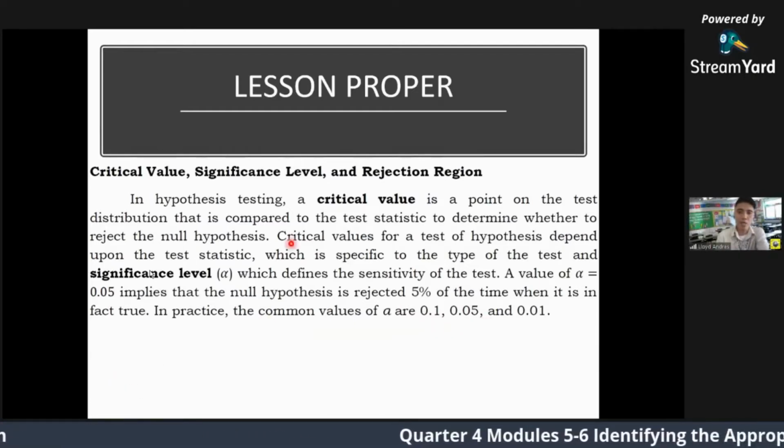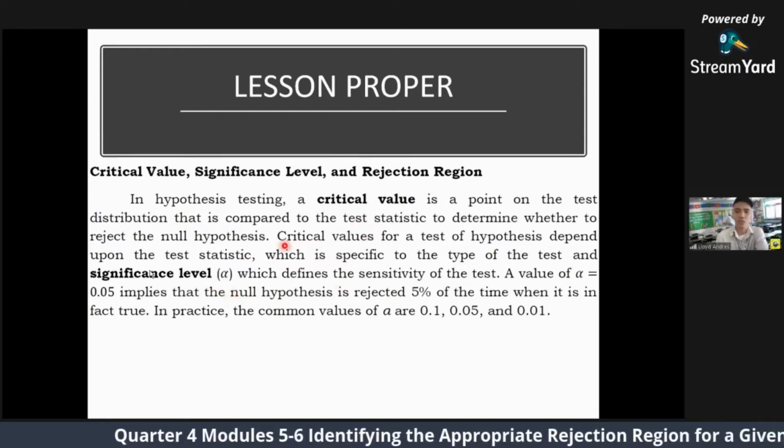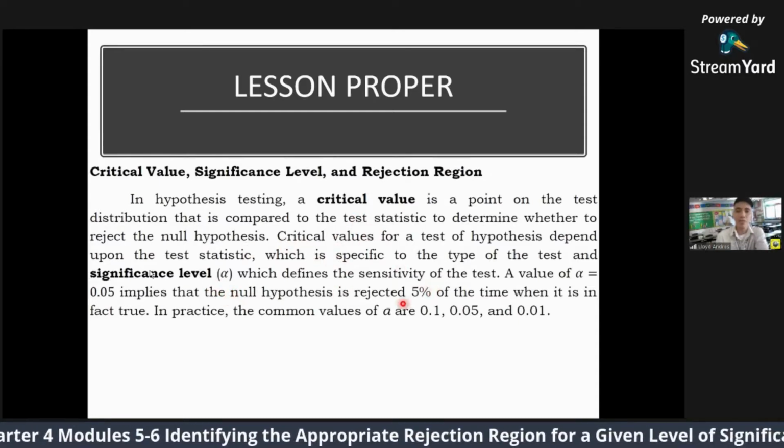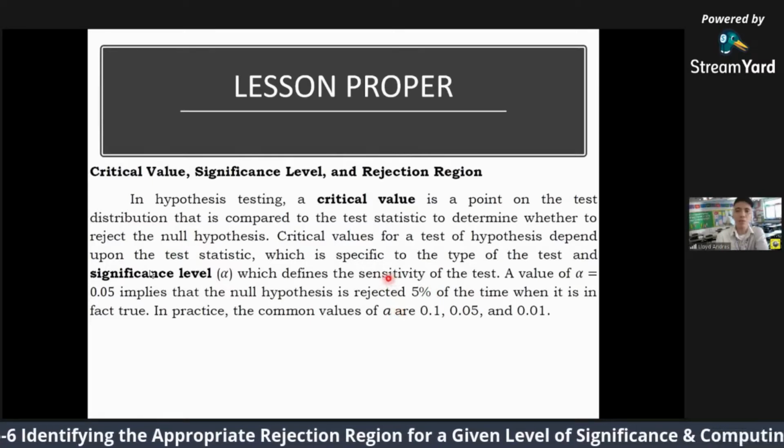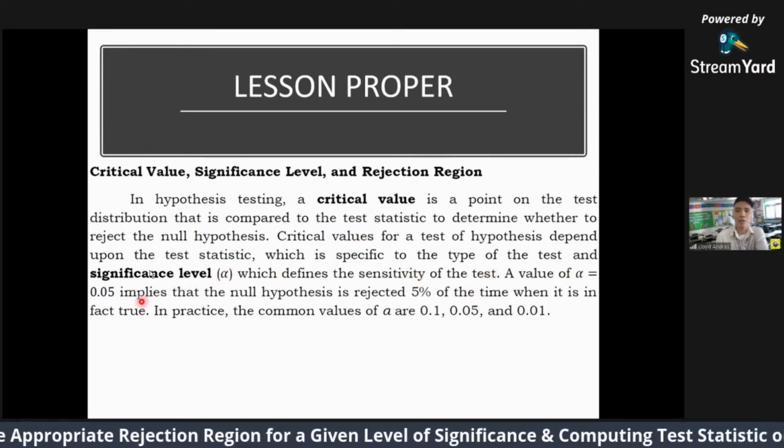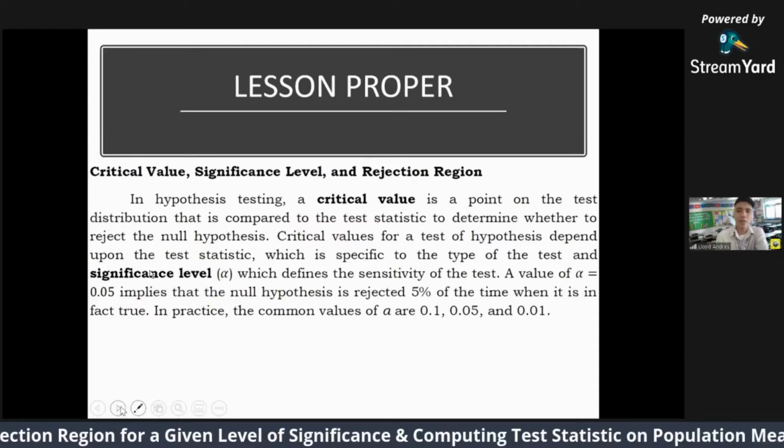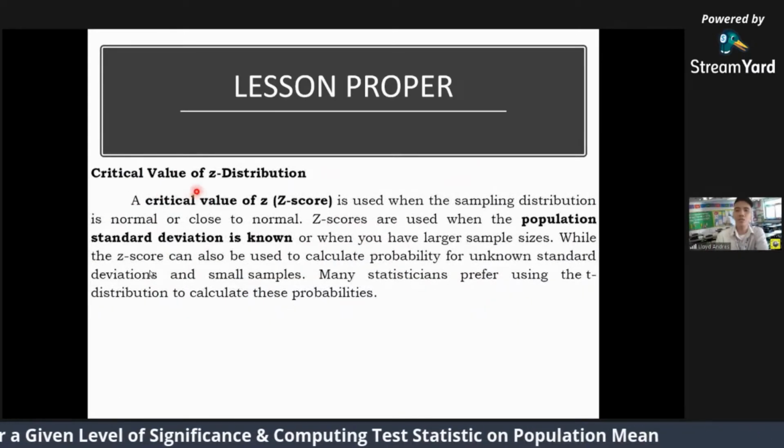So, critical value katuganing boundary sa atoang rejection region o non-rejection region. Magdepende na siya sa kung unsa nga type of test o unsay level of significance nimo. Next, critical value of Z distribution.